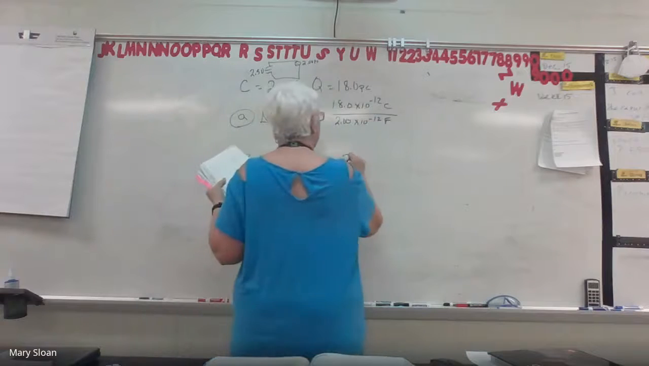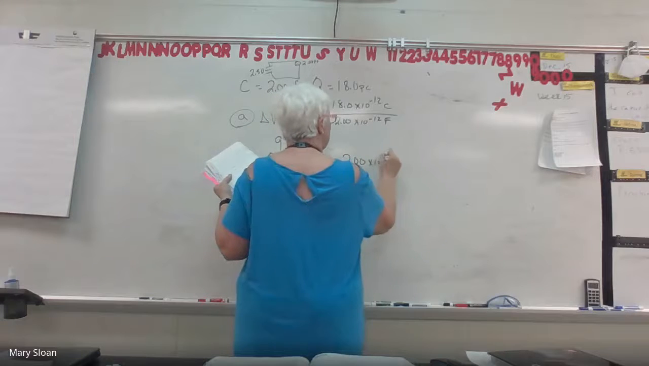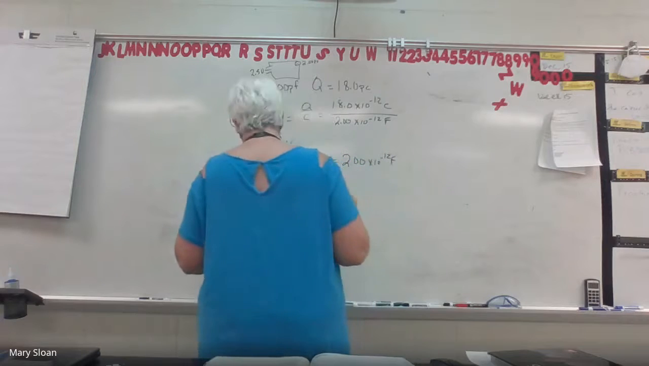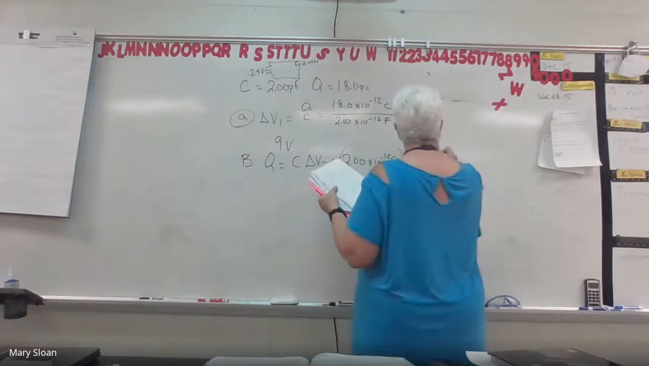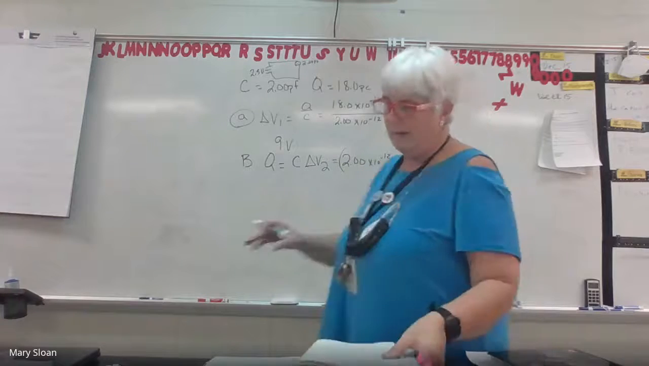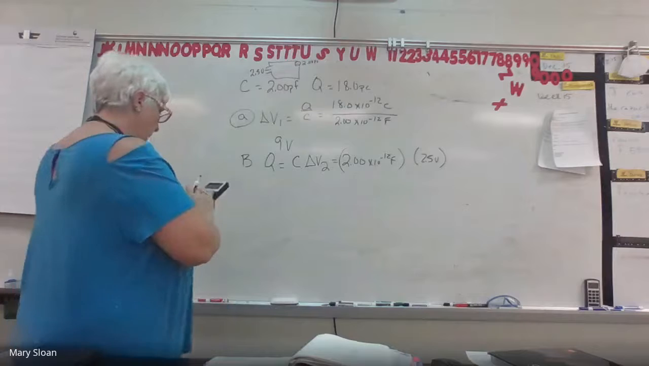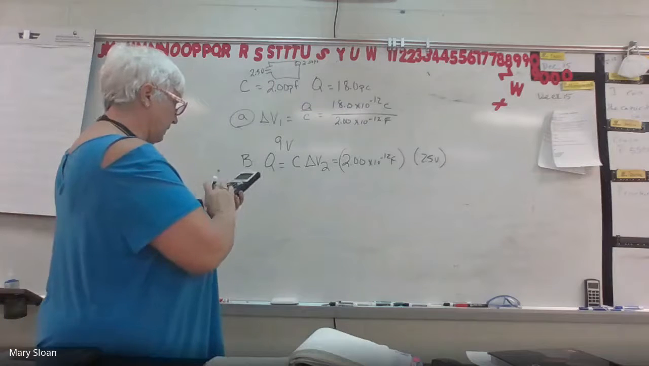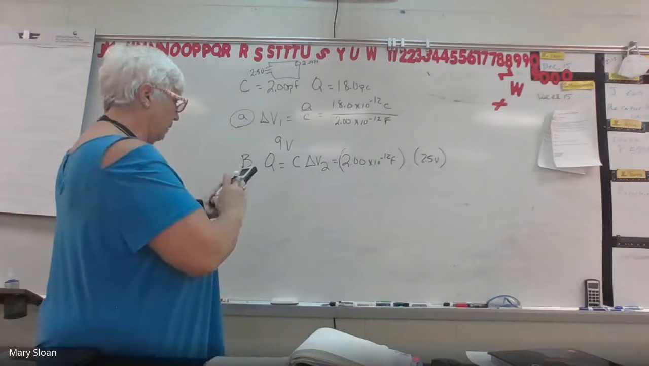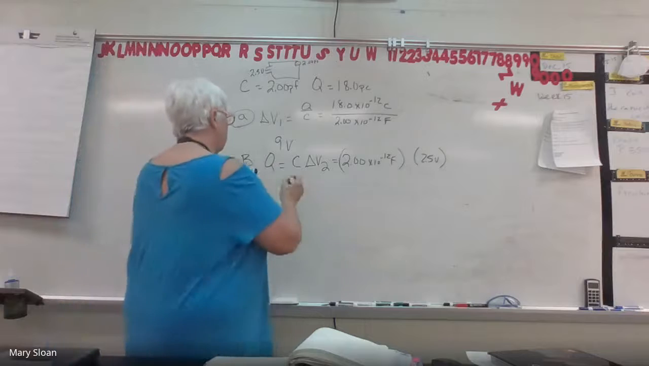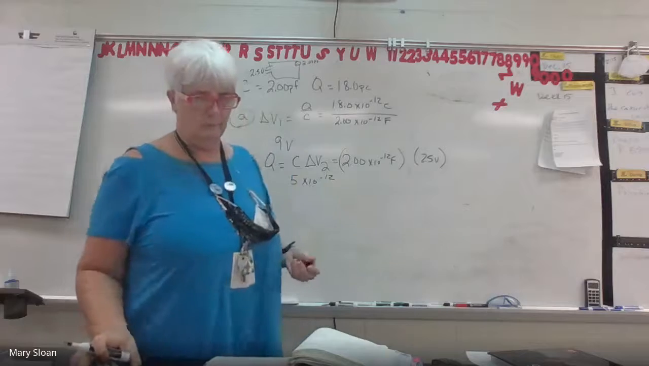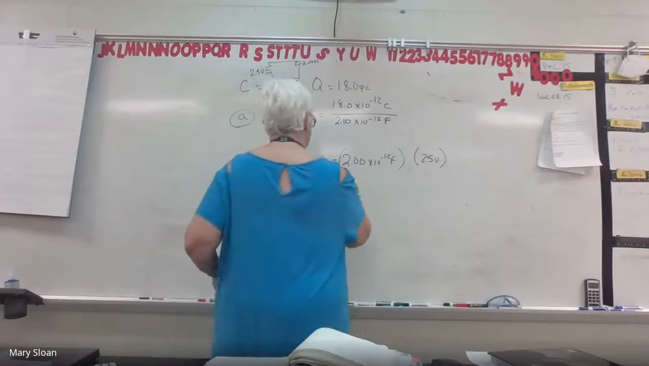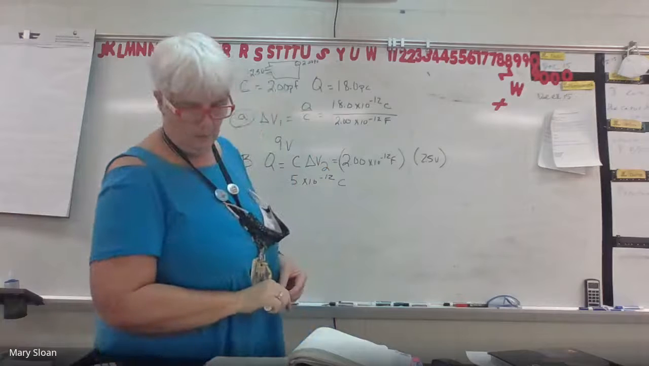Use the same C we had, 2.00 times 10 to the negative 12 Farads. And we're going to multiply that by our voltage this time. Our voltage is 2.5 volts. So in my calculator, I'm going to do 2.00 times 10 caret negative 12 times 2.5. And I get 5 times 10 to the negative 12. And that's going to be in coulombs, because we're talking about a charge.